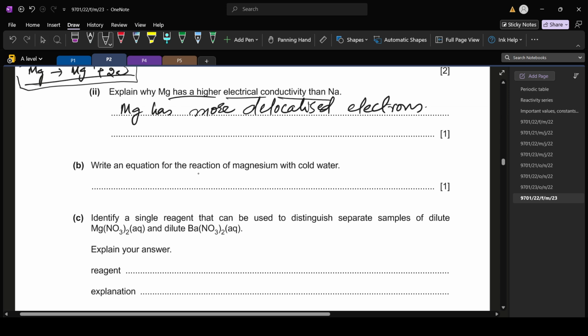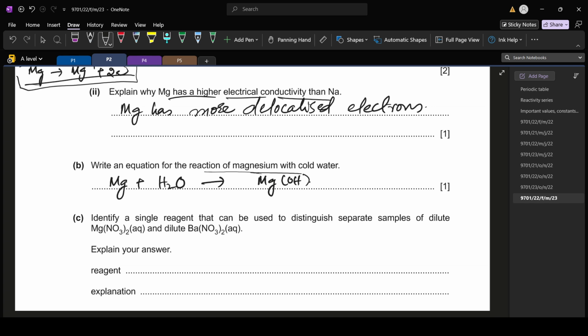Now write an equation for the reaction of magnesium with cold water. When magnesium reacts with cold water, it forms magnesium hydroxide plus hydrogen gas.